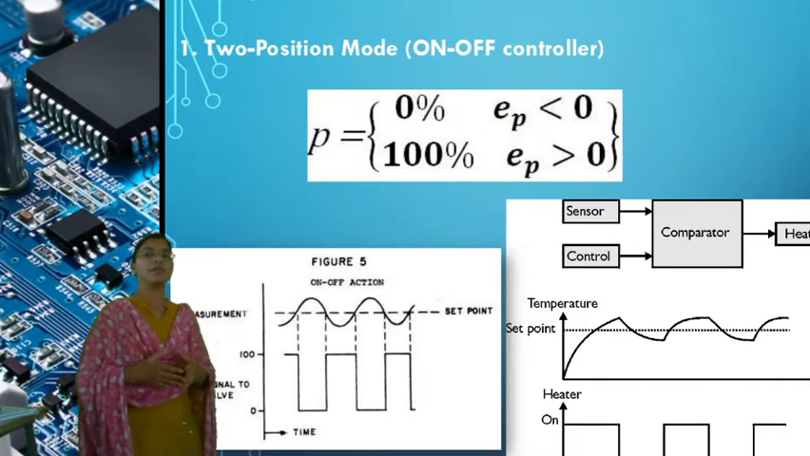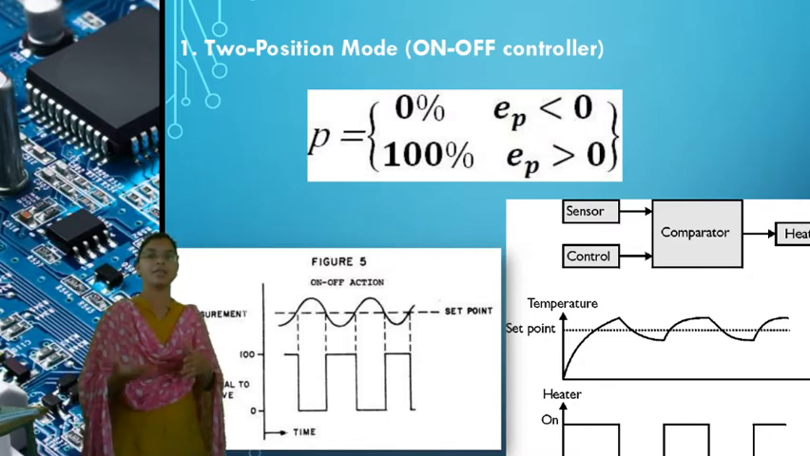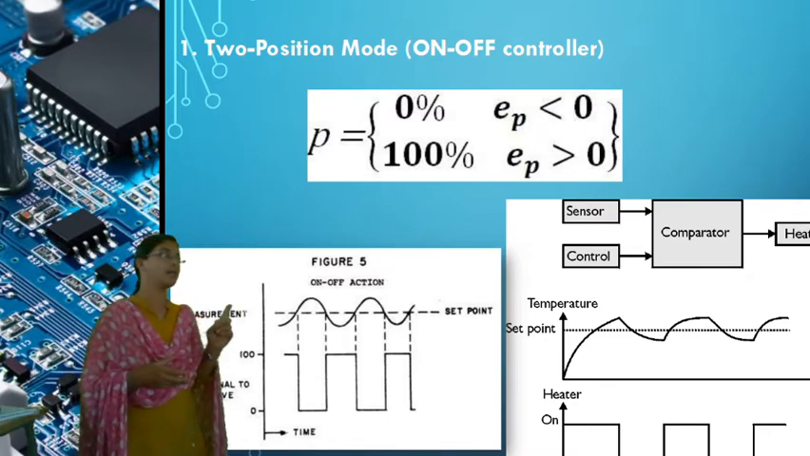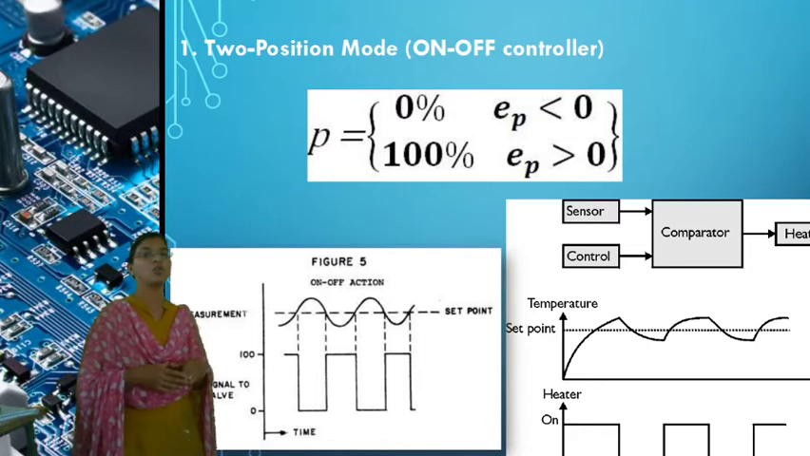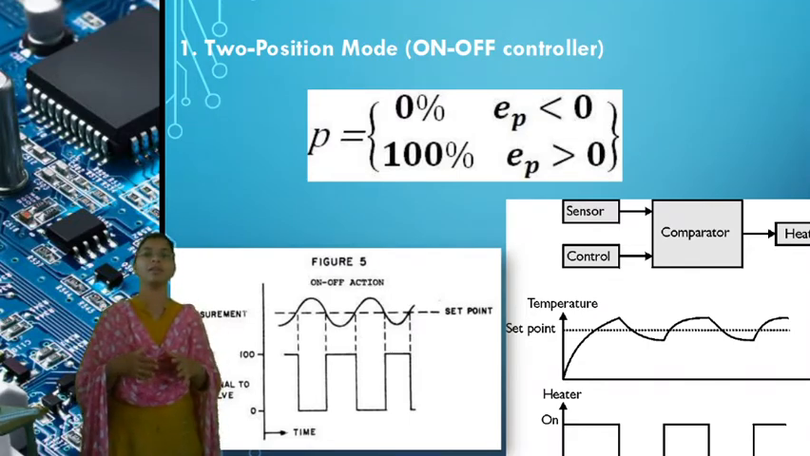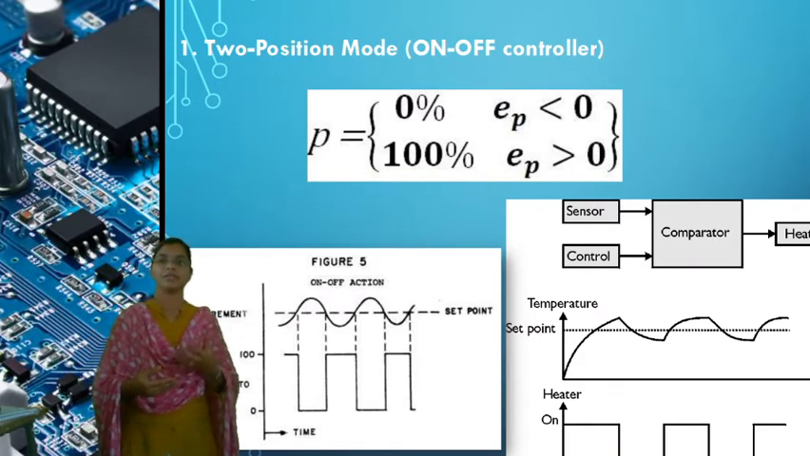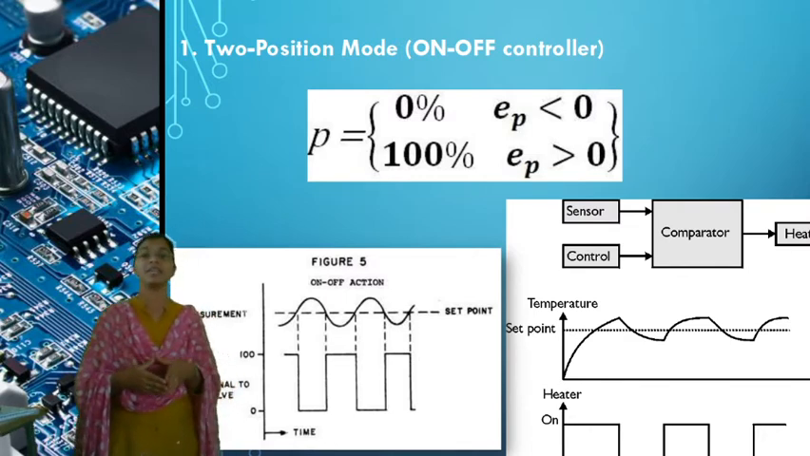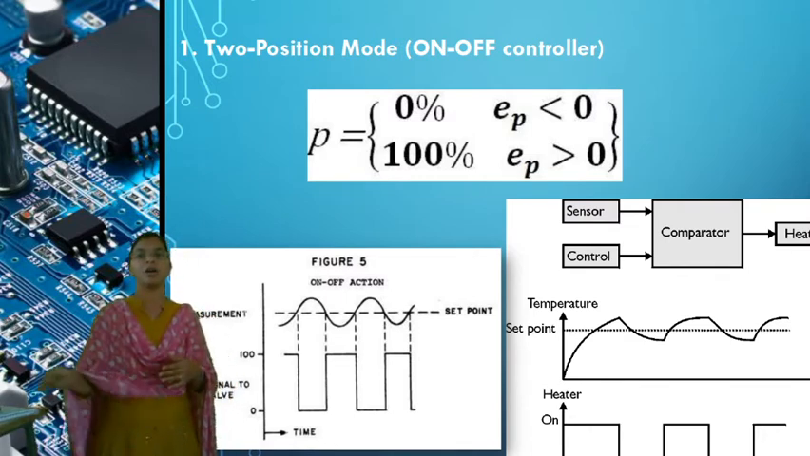Okay, so next we'll go for the discontinuous controller modes. The basic discontinuous controller mode, the first one, is the two position control system. In the two position control system, we compare with the error generated by the error detector. E equals what? R minus B.